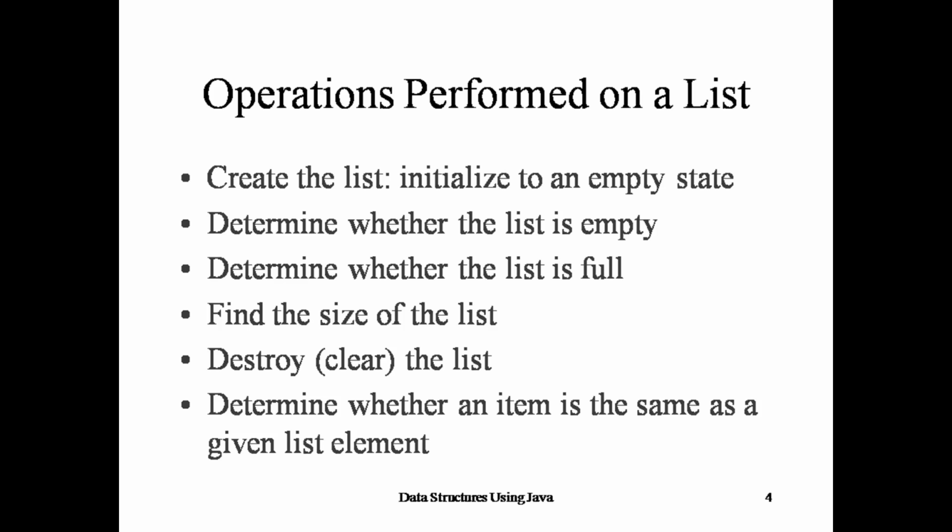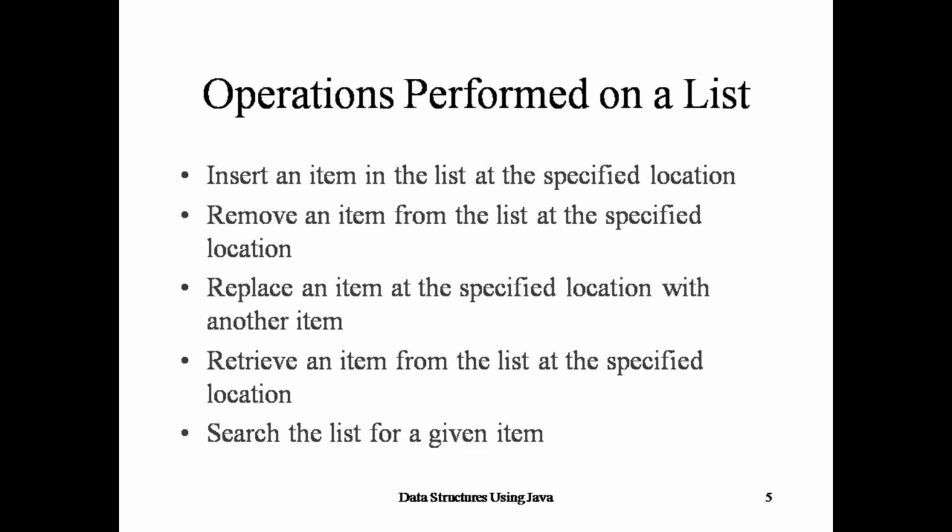Typically, the operations performed on a list are as follows. Create the list. The list is initialized to an empty state. Determine whether the list is empty. Determine whether the list is full, find the size of the list, clear the list, determine whether an item is the same as a given list element, insert an item in the list at the specified location, remove an item from the list at the specified location, replace an item at a specified location with another item, retrieve an item from the list from the specified location, search the list for a given item.